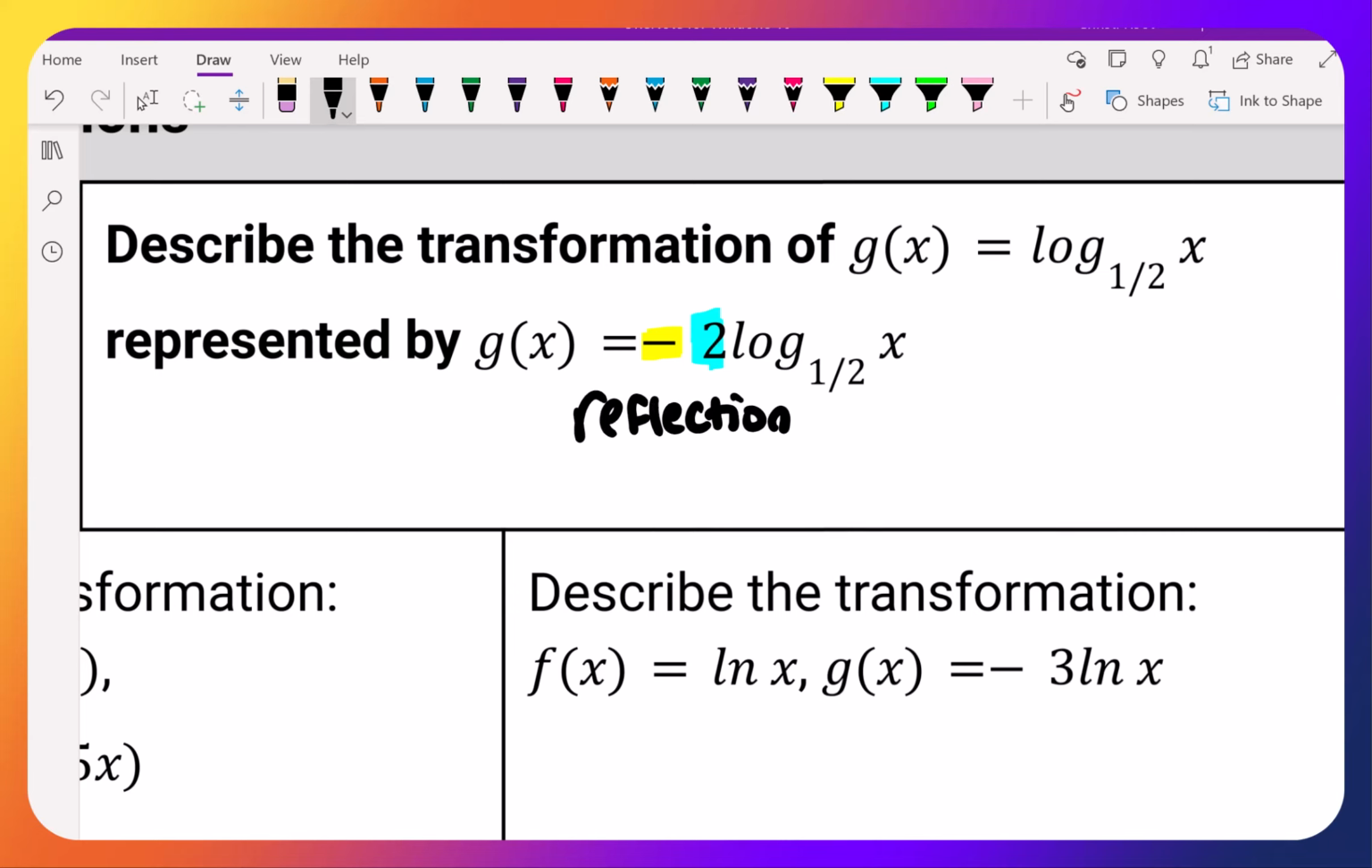Where is the negative though? Is the negative in the front of the function or is it with the x? It's in front. So if it's in front, it's going to reflect over the x-axis.